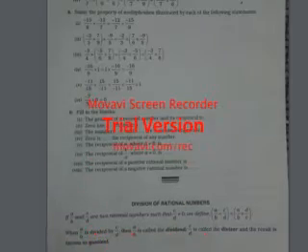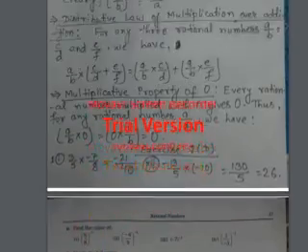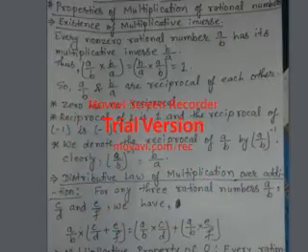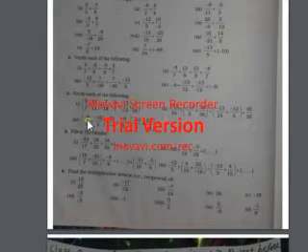In question number 3 you can see the question is 5 by 7 into 12 by 13. What you have to do is verify each of the following.